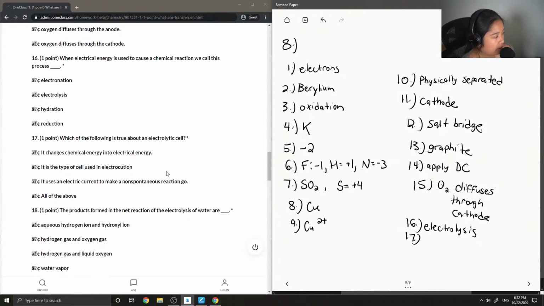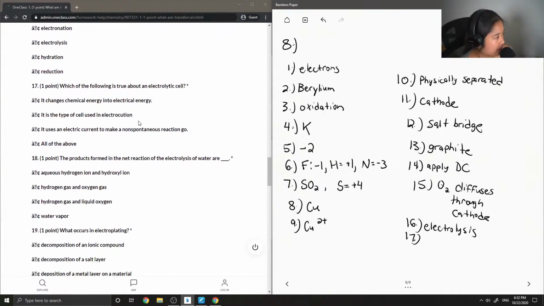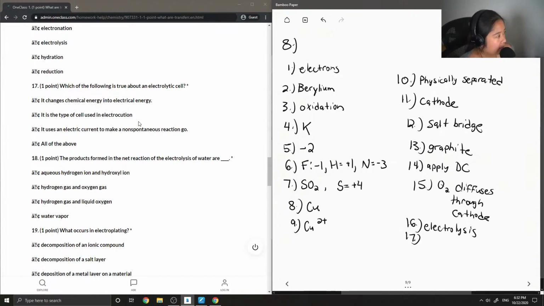Which of the following is true about an electrolytic cell? Changes chemical energy to electrical energy. Type of cell used in electrocution. Uses an electric current to make a non-spontaneous reaction go. So that is all of the above.